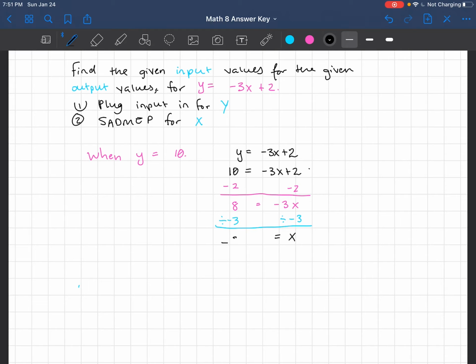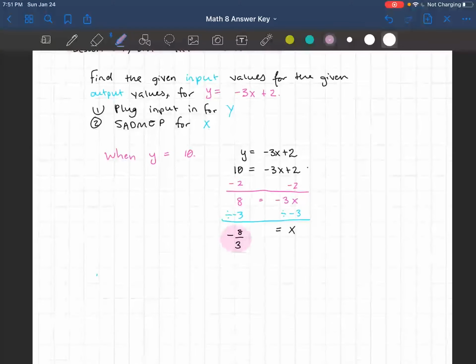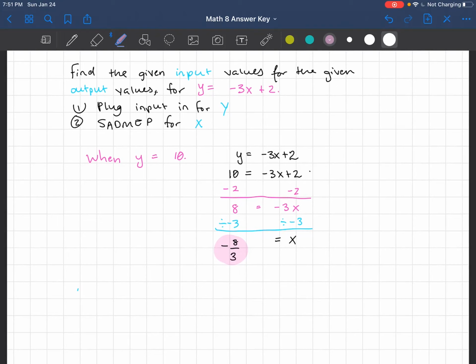And yes, it is okay to get fractions for these answers. Okay, so we'll find that when we put in negative 8 over 3 into this function, we'll get out the y value of 10. So when you're looking for the x value, you're generally going to have to do a little bit more SADMAP work than if you're given the x value.